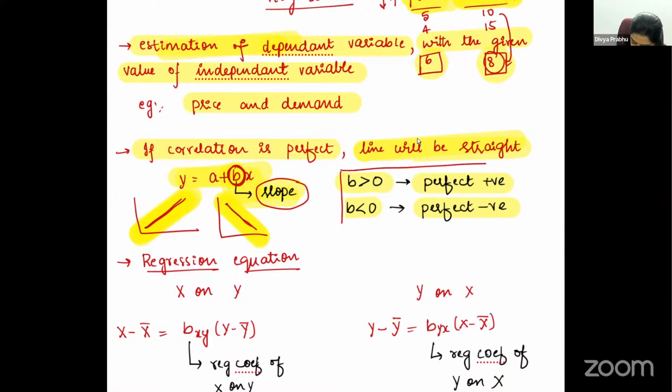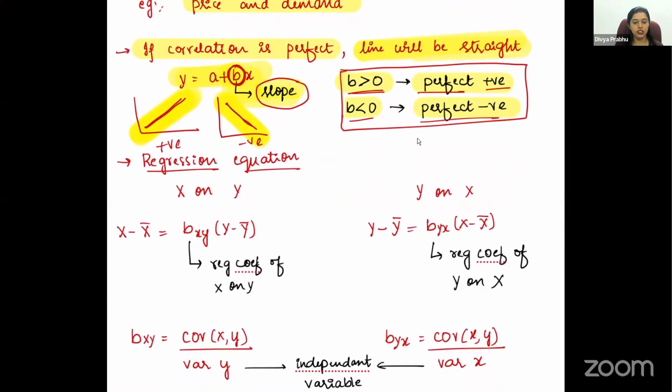It depends on this. Very, very important. They can ask you for theory-based MCQ questions. So if the value of b is greater than 0, you will have perfect positive, which is this. If the value is less than 0, you will have perfect negative, which is here. So this is about the perfect positive, perfect negative correlation.